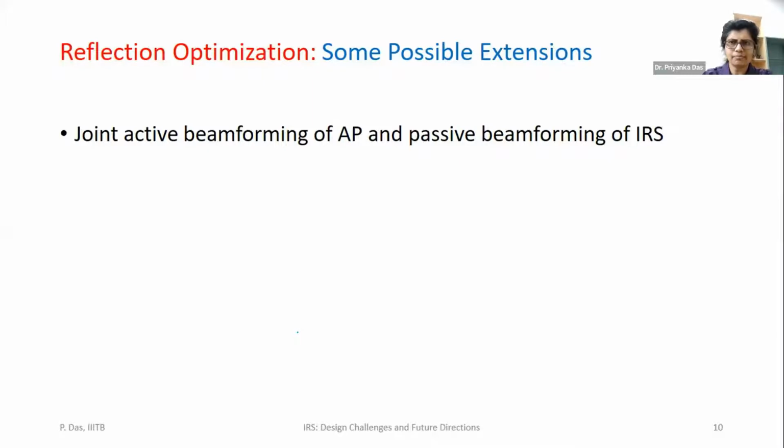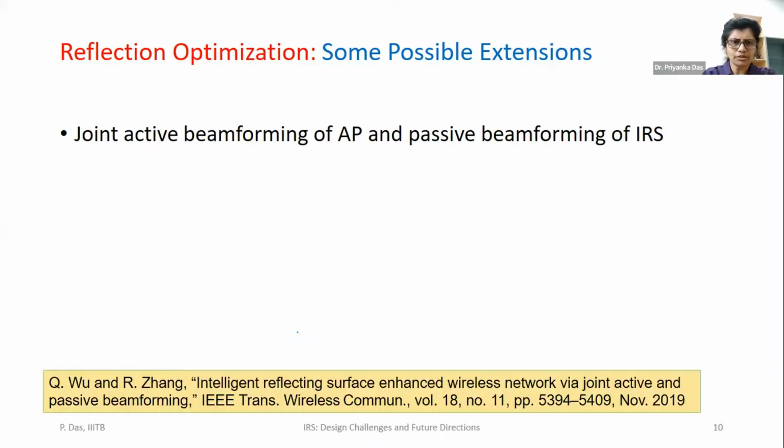For example, if you want to have multiple input base station, then you have to do a joint active beamforming of AP and passive beamforming of IRS. You can see the paper, which is this one, via joint active and passive beamforming.